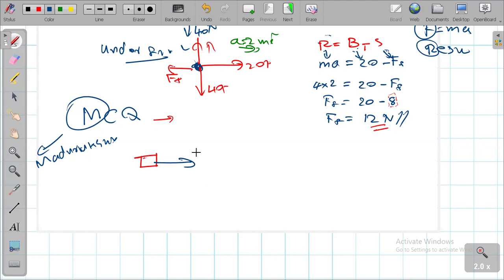The thing is, when you provide the force of 20, it performed with what? 5 ms^-2. We found that. Under friction, it is only 2 ms^-2. I told you no, there is a difference.